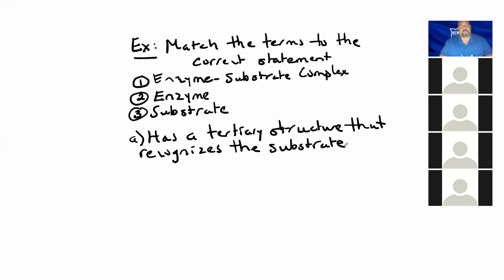Again, pretty straightforward types of questions. So we know the answer can't be substrate. What has a tertiary structure that recognizes the substrate? That, of course, is the enzyme. To be more specific, as you saw in the notes, within the large tertiary structure of the enzyme, there's often a small pocket whose shape really resembles that of the substrate. And that small pocket is what is known as the active site. But in terms of has a tertiary structure that recognizes the substrate, the answer would be enzyme.